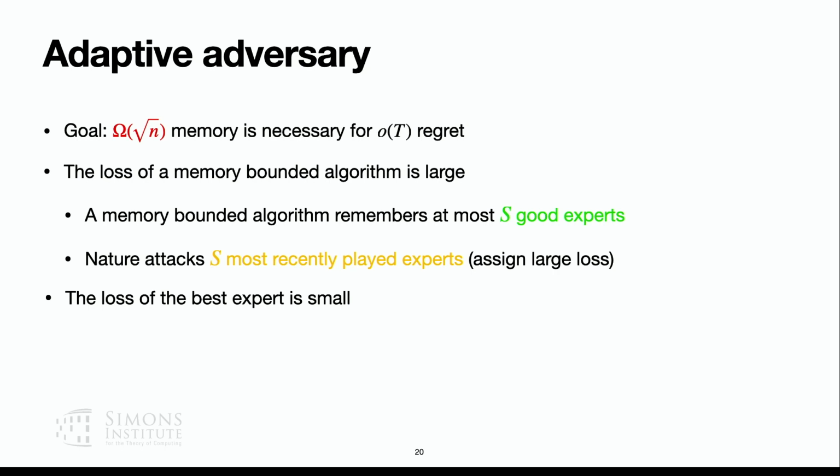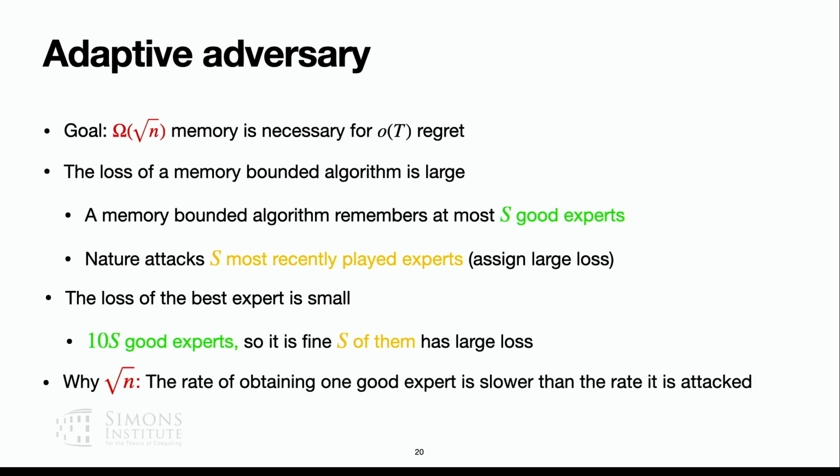We also need to make sure the loss of the best expert itself is small. So here, there are S good experts, but nature could assign large loss to them. The idea is you maintain 10S good experts. And so it's fine if S of them have large loss, and eventually one of them should be good. Okay, I will give more detail, but that's some very high-level intuition.